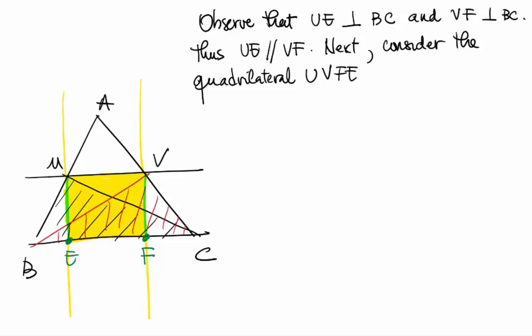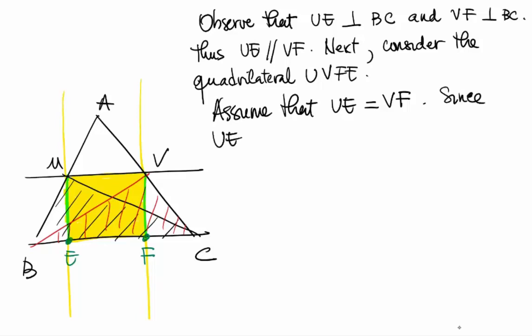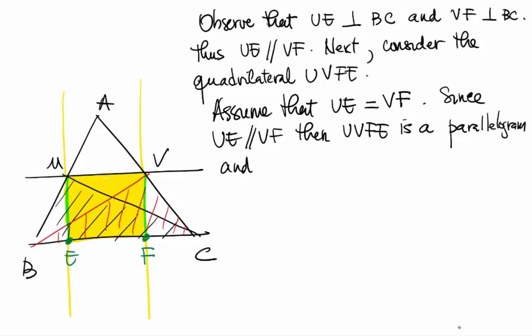and since UE is equal, so let's assume for now that UE is equal to VF, since UE is parallel to VF, then UVFE is a parallelogram and we can conclude that UV is indeed parallel to EF.